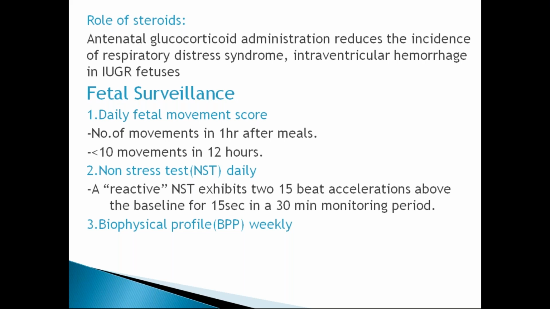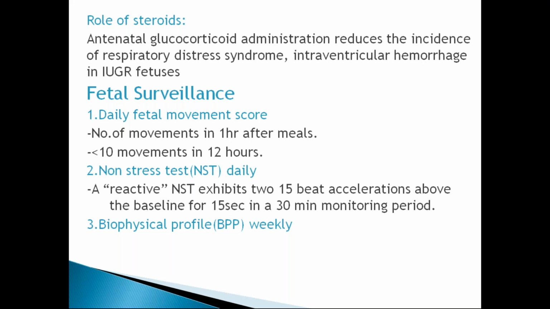Fetal surveillance: any detected IUGR should not be taken lightly. Tell the patient to count her daily fetal movements. How will she count? Over 12 hours, morning to evening, how much fetal movement there is. For that, the patient has to lie down three times, at least 3 hours in a day, and count.